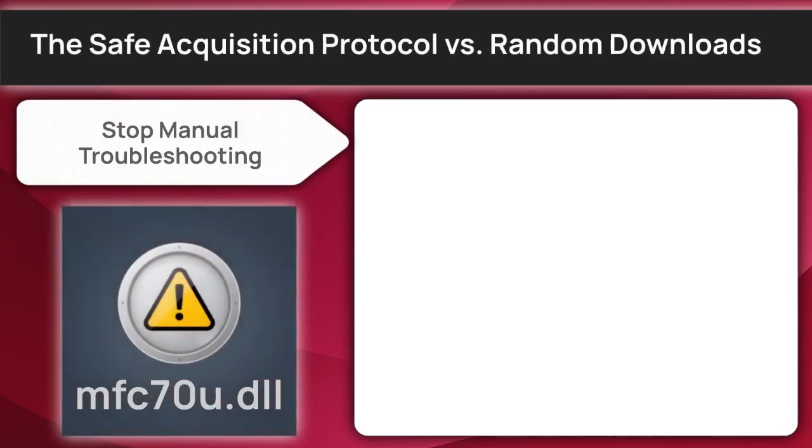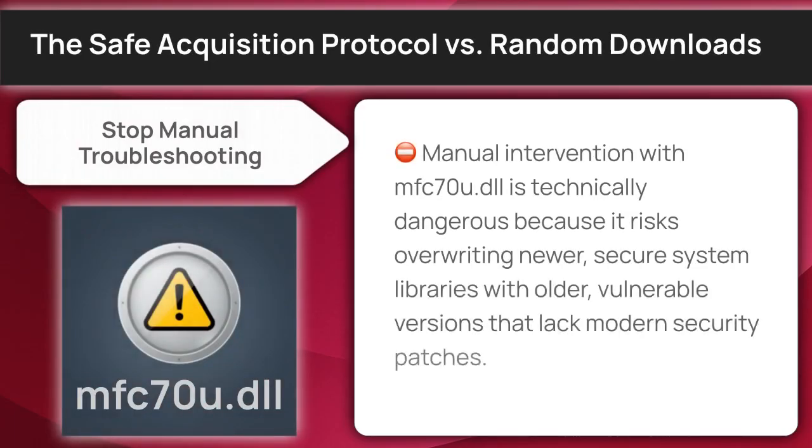A quick professional note on security. Sourcing components correctly is just as important as the fix itself. Installing an unverified version of Microsoft Foundation Class 70 Unicode DLL is a common security pitfall that can inadvertently bypass your system's built-in execution safeguards and firewall.